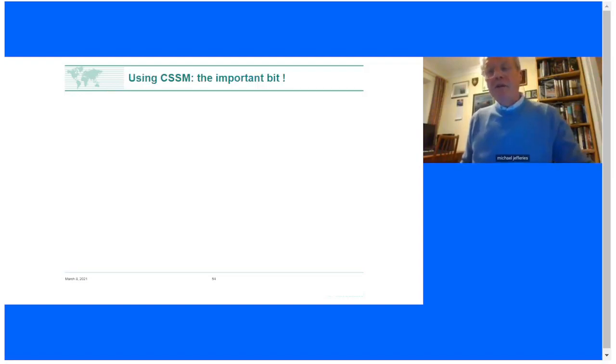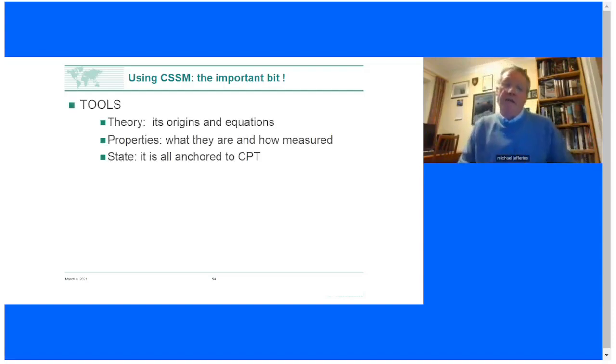Okay, we're just about at the end now. And using critical state soil mechanics, the important bit. What I've sketched out for you in this last hour, I've taken you through the theory, its origins and its equations. I've done it quickly, but you can see the framework. I've told you about the properties, what they are and how they're measured, and hopefully you can see that you can get your head around those. And the state parameters, it's all anchored to the CPT. Perhaps there's some different data processing to learn, but this is not rocket science here.